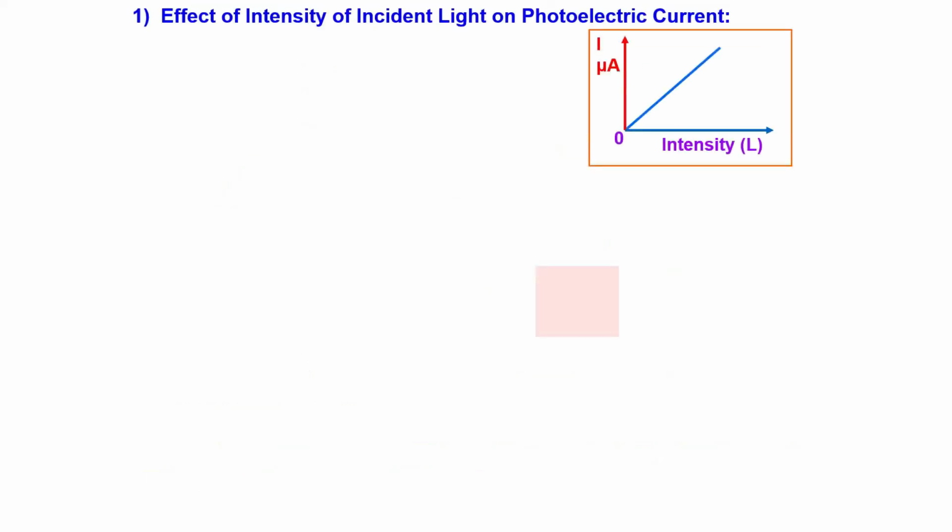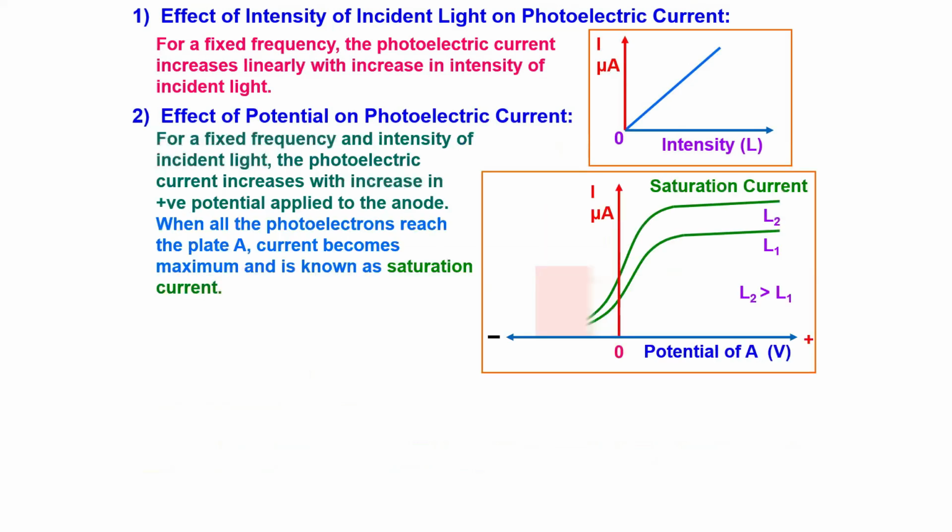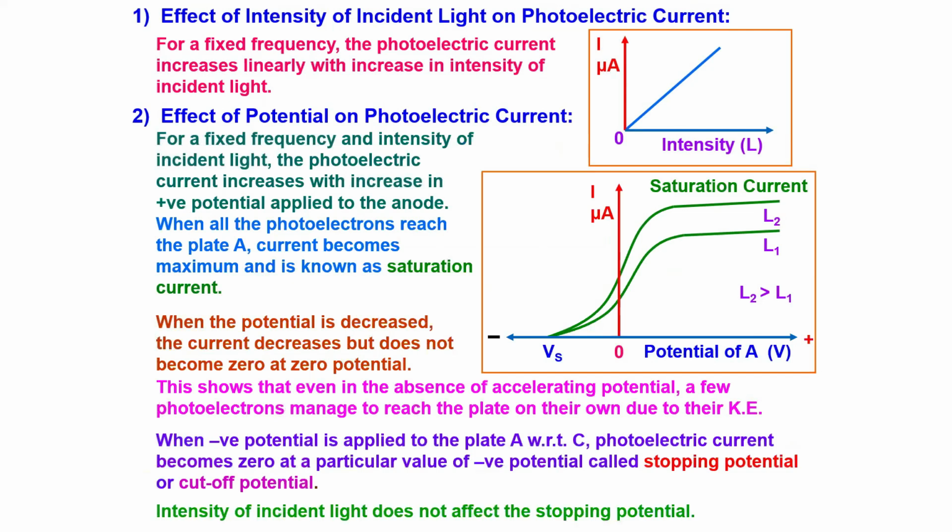When we are talking about the photoelectric effect, we have to know about the effect of intensity of incident light on the photoelectric current. For a fixed frequency, the photoelectric current increases with an increase in the intensity of the incident light. Similarly, the effect of potential on the photoelectric current is also important. When the potential is decreased, the current decreases but does not become zero at zero potential.